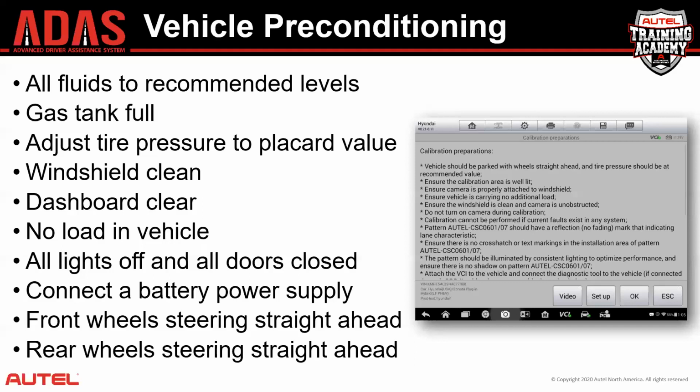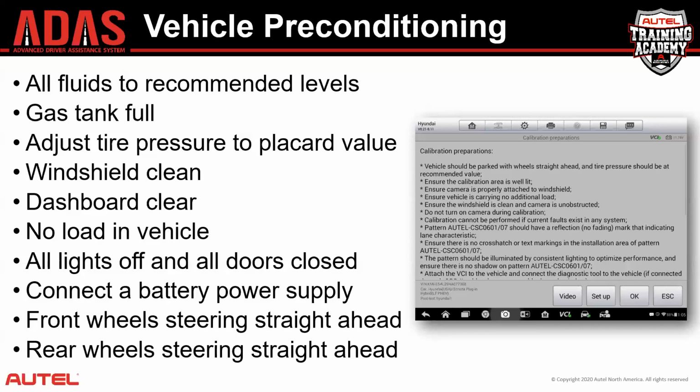Some OEMs will go as far as to say, if you can't perform all three of those, the vehicle needs to be aligned. So what they're getting at is, again, wheels straight ahead, steering wheel centered, and the steering angle sensor at 0, because the steering angle sensor is a critical input to both the forward-facing camera and forward-facing radar.